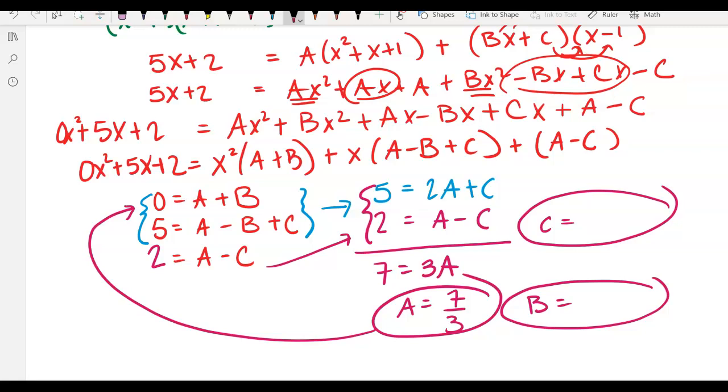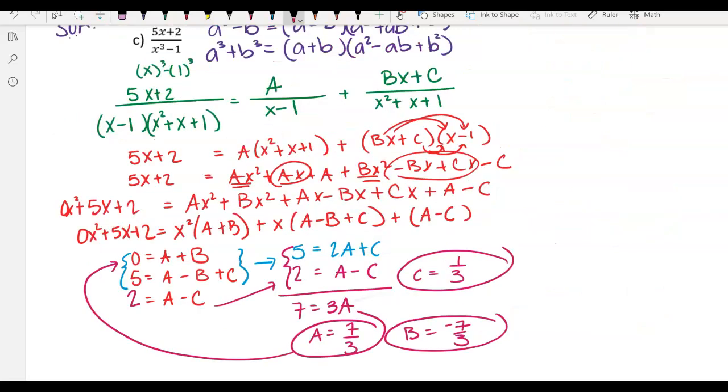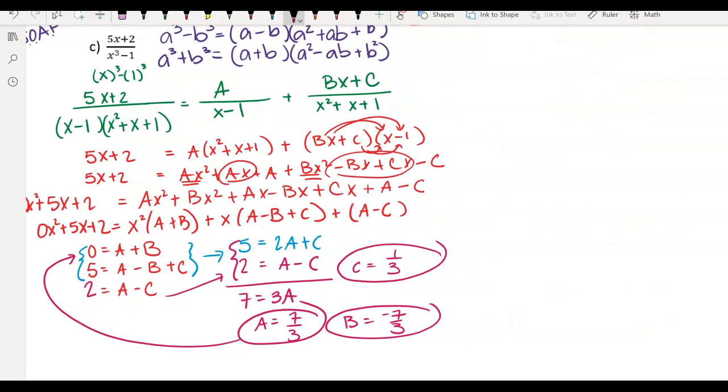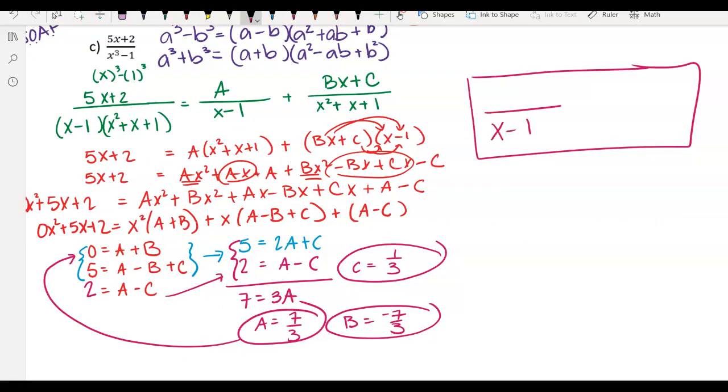Hey, Devin, what did you get for B? Confirm? All right, perfect. And then Katie, what do you get for C if you're there? 1/3. Is that confirmed? Yeah? Okay, so let's plug it in. We have final answers. Okay, something over x minus 1, and A is what? 7 over 3. Plus B is negative 7 over 3x, plus C is 1/3 all over x squared plus x plus 1.